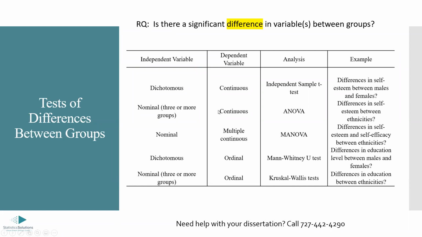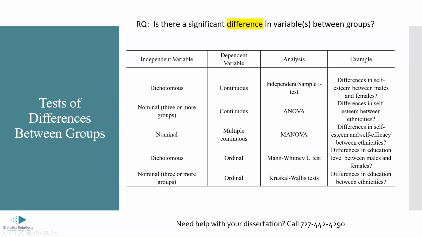But you also need a continuous dependent variable like self-esteem or weight or height or GPA. Taking the idea of an ANOVA, we can also add multiple continuous variables at once and still look for differences by a nominal variable with 3 or more groups.